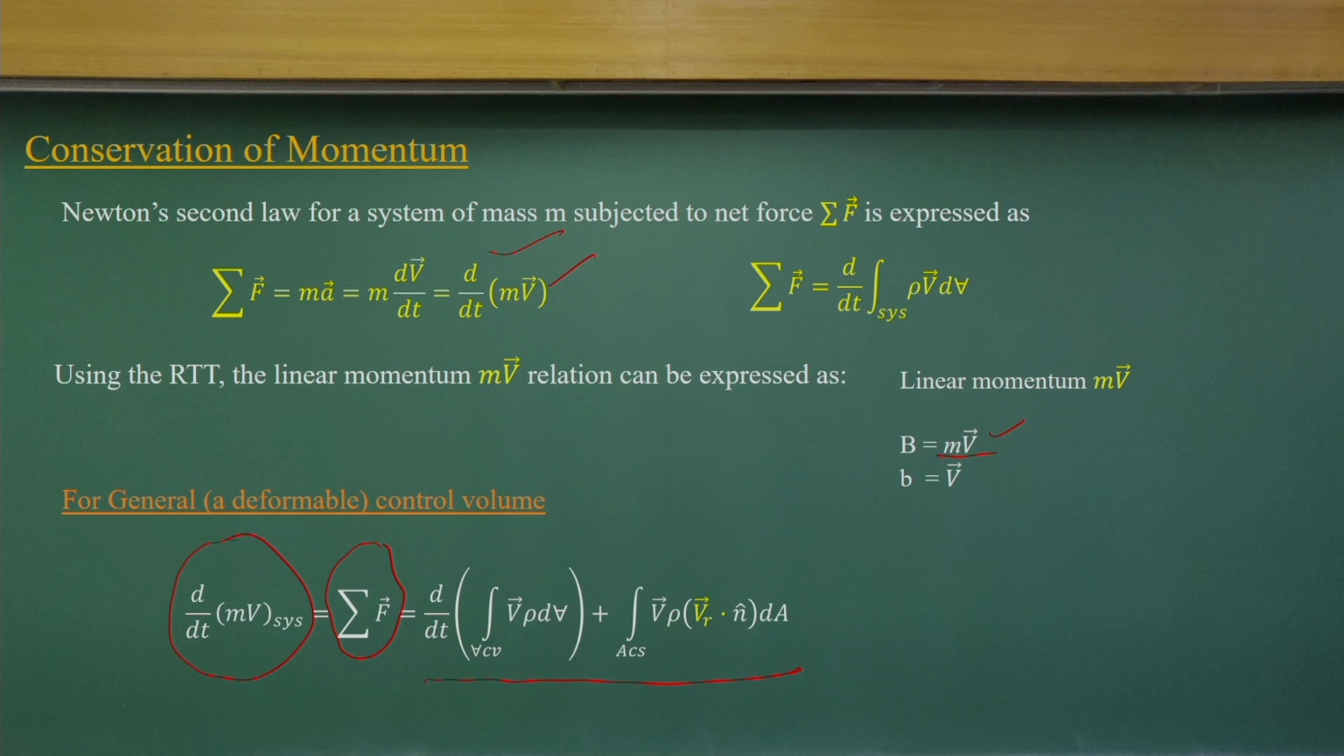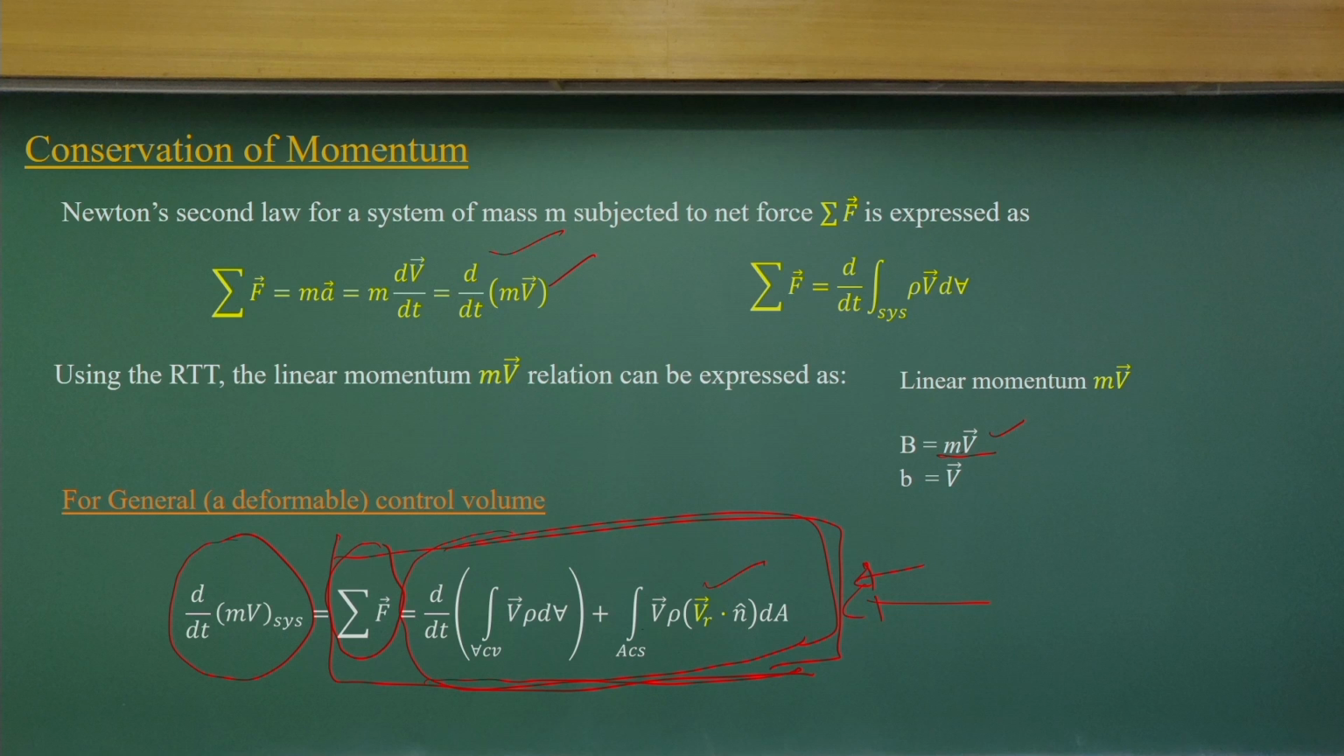And at the control volume level, B equals mass into velocity, so the small b, the intensive property, becomes the velocity vector. If I apply it with this, I will get these equations. So, this is the general equation for a control volume. We can have a VR for moving control volumes, using the relative velocity components, where V is the velocity vector and VR is the relative velocity vector. So, this is the linear momentum equation from the Reynolds transport theorem point of view.